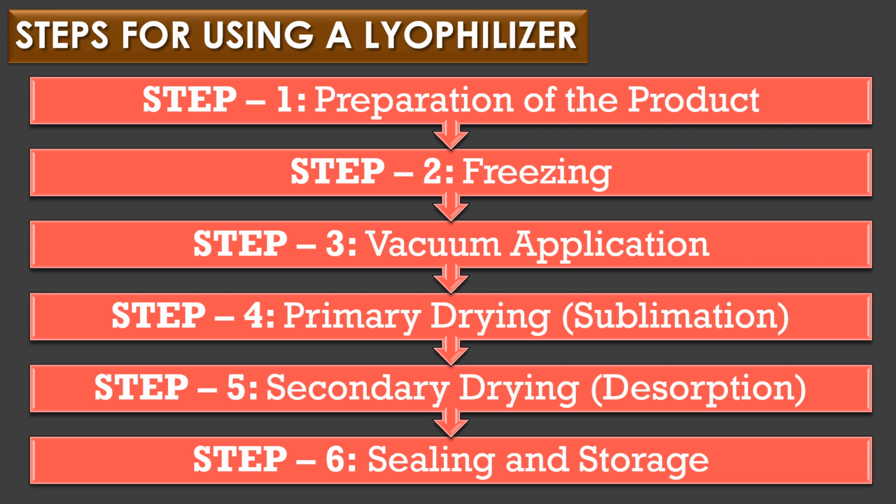The fifth step is secondary drying or desorption. The temperature is slightly increased further to remove bound water molecules from the product, leaving it with minimal moisture content, often less than 1%. The sixth step is sealing and storage. The dried product is often vacuum sealed or stored in airtight containers to maintain its stability and shelf life.